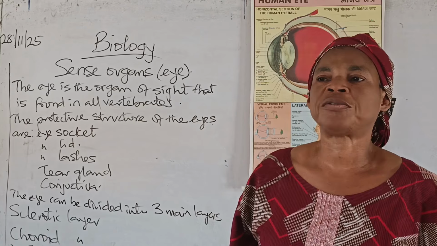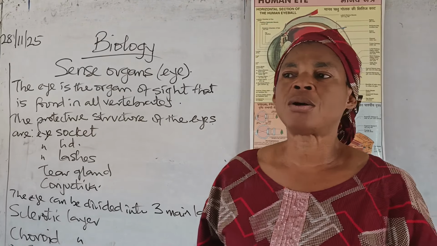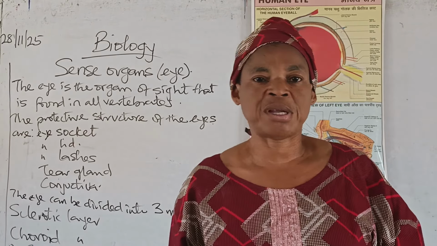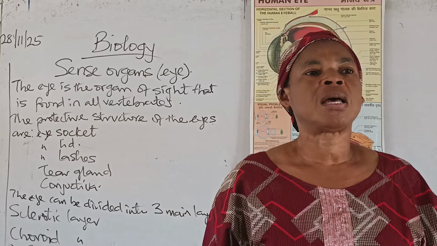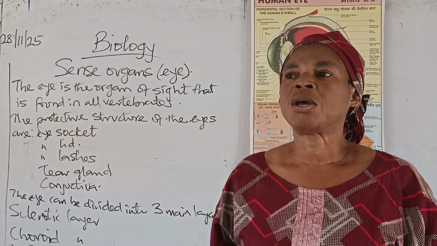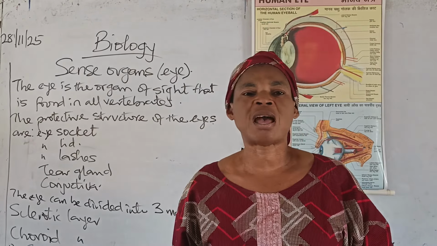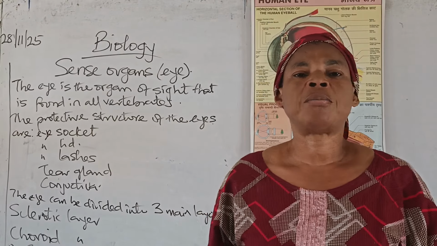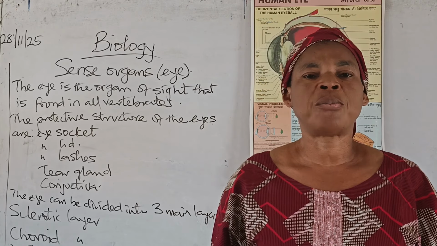The second part of the eye is the choroid layer, and the choroid layer also has black pigments, and at the front we have the iris, and the iris is what gives the eye its color. Because if you want to do a passport now, part of what you are going to fill is what is the color of the eye. If it's for a white man, they are the ones that normally have the blue eyes, but for a black man, we normally have black or brown, except for those that have albinism.